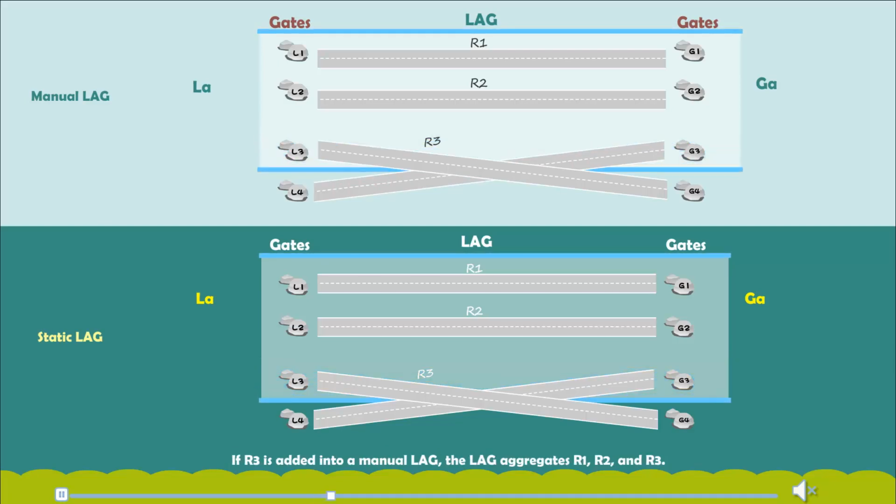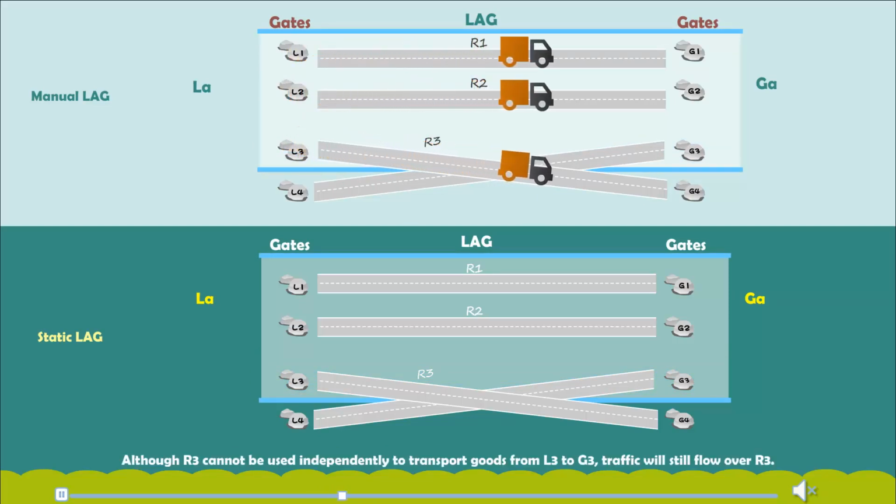If R3 is added into a manual LAG, the LAG aggregates R1, R2, and R3. Although R3 cannot be used independently to transport goods from L3 to G3, traffic will still flow over R3.